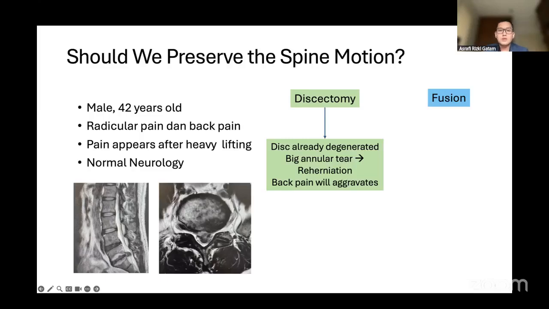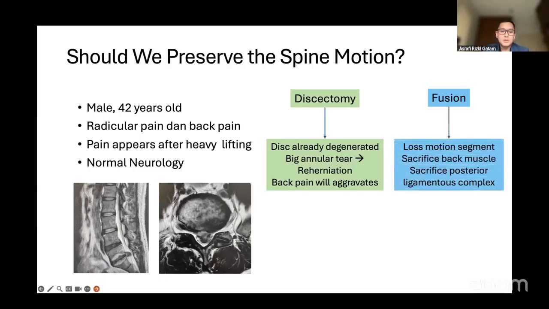So definitely we can do some fusion in this patient, but the problem is that it will lose some motion, sacrifice the back muscle, and sacrifice the posterior ligamentous complex, which might lead to more adjacent segment problems in the future.